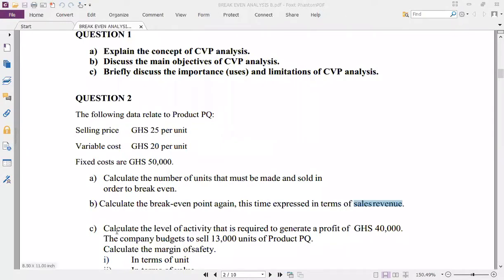Now, look at C. Calculate the level of activity that is required to generate a profit of 40,000 Ghana cedis. So what will be the level of activity? That is the unit. They are looking for the unit. You can also go further to find the revenue by multiplying the final answer, the unit, by the selling price. That is all.